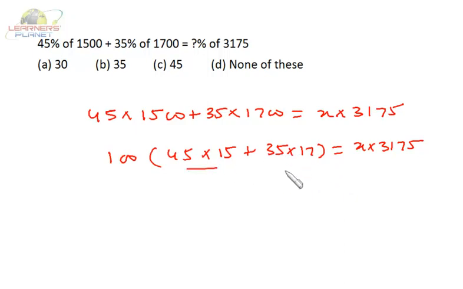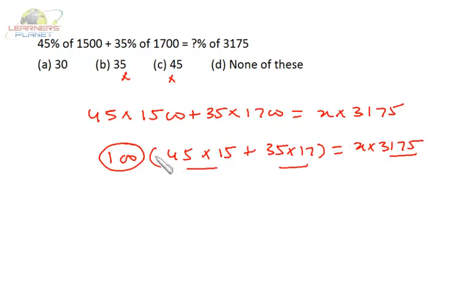Friends, now just observe here. This calculation is odd. This calculation is odd. Odd plus odd, even. Okay. And here this number is odd, and we have to find out x. So friends, here we are just having an even number. Here there is no 0. So how could we get these double zeros? We cannot get this double zero unless there is a 0 on this side. Okay. So definitely 35 and 45 are eliminated. Now we are left with 30 and none of these.